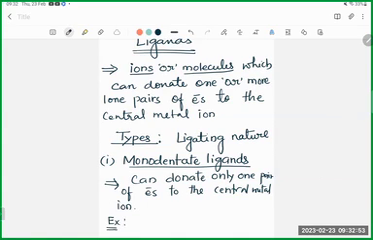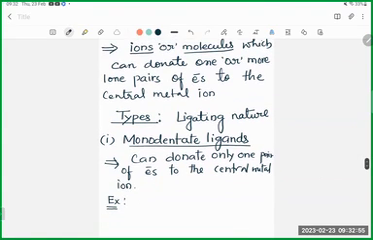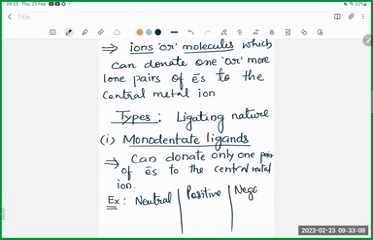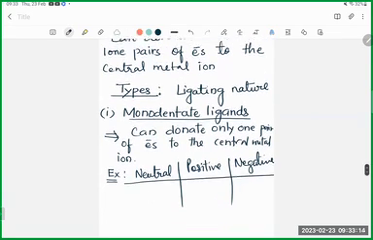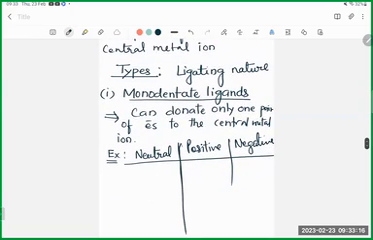What are the examples we have? There are many. Here, let me classify them into neutral, positive and negative. So let's begin with the neutral, then positive and negative. You can see easily that those not carrying charges are placed in the neutral category, those carrying positive charge are placed in the positive category, and those carrying negative charges are placed in the negative category. So here we go.